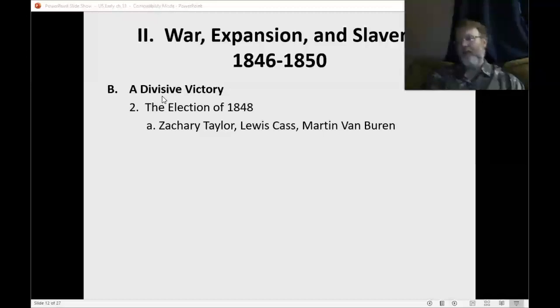They choose him. He was a Louisiana slave owner as well. That's important. Louisiana slave owner. Yes, the Whigs, who are anti-slave, choose a slave owner as their nominee. What?